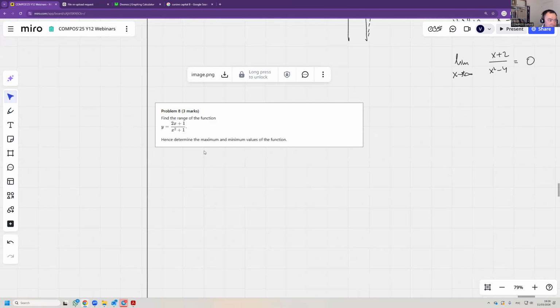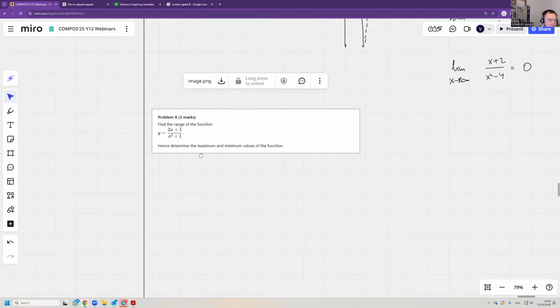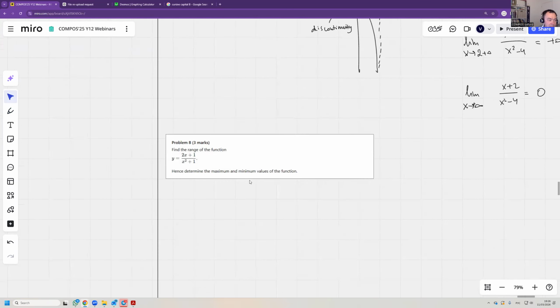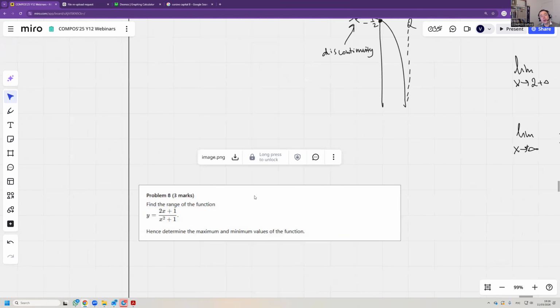Find the range of the function. Is it different? Oh, okay, it's a different one. I haven't talked about slant asymptotes.